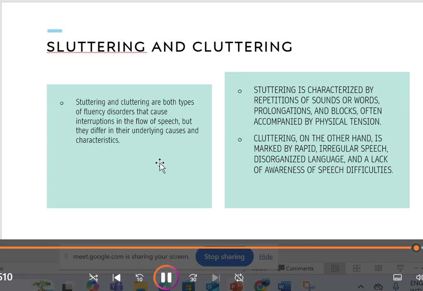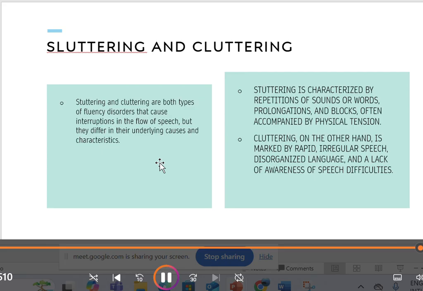Whereas cluttering, on the other hand, is marked by rapid, irregular speech, disorganized language, and lack of awareness of speech difficulty. When I am saying something very fast, I omit a lot of things. Every speech has its own pace, right? Instead of keeping that pace, in cluttering I say something in a very fast way. This is known as cluttering.